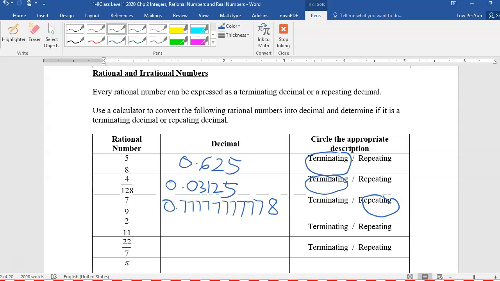What is a symbol to show that it will repeat? Okay, so Mrs. Liao is just going to use the dot, okay? No space again. I write very clearly, trying my very best. Okay, 0.7. There's a dot on top. It's called recurring. Okay, recurring decimal.